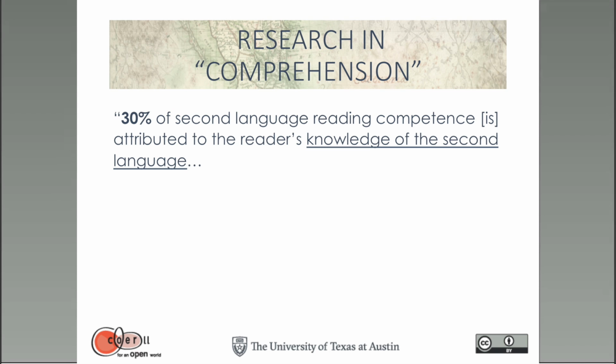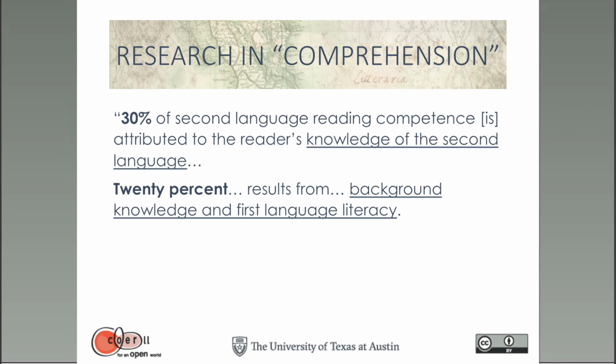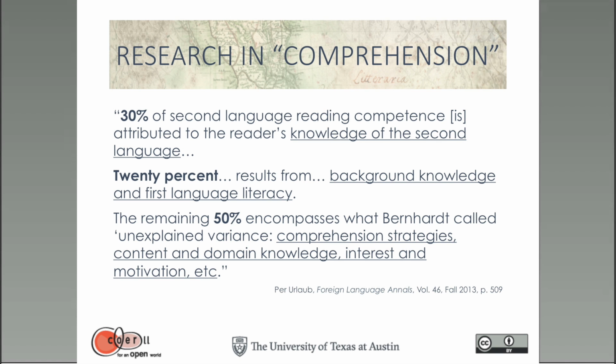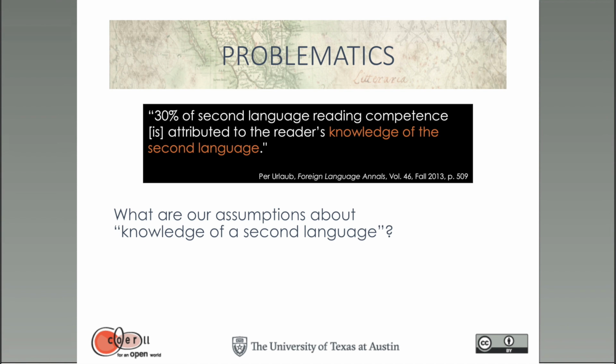20% results from background knowledge and first language literacy. And then the remaining 50% encompasses what Bernhard called unexplained variance, and that included things like comprehension strategies, content and domain knowledge, interest and motivation, etc. So for me, here are my problematics in thinking about those research results.